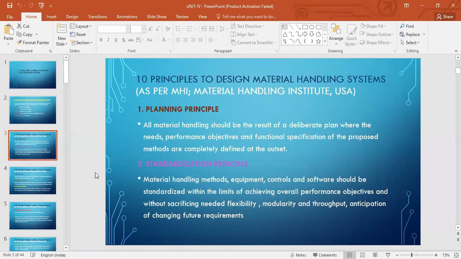So there has to be flexibility also. If you are changing some products, the product design is changing, for example, so the number of components would change, or the size of the component would change. So all that has to be considered. Anticipation of changing future requirements. So standardization, yes, but not too much standard so that you lose the flexibility.